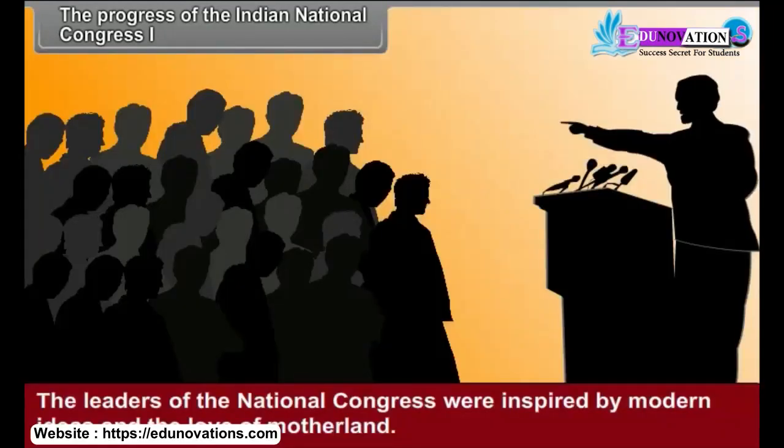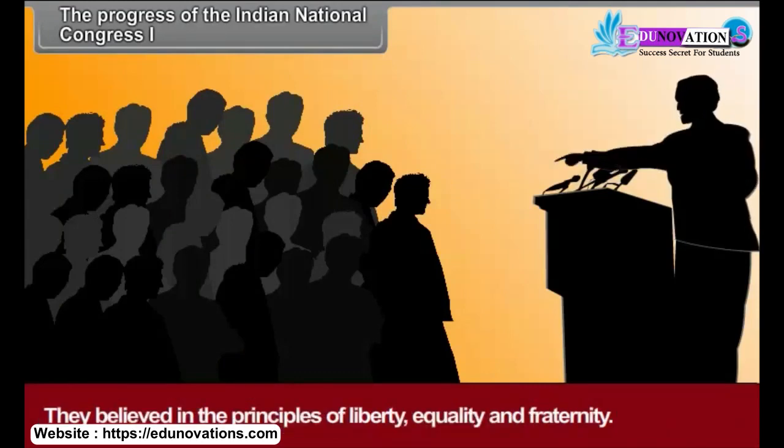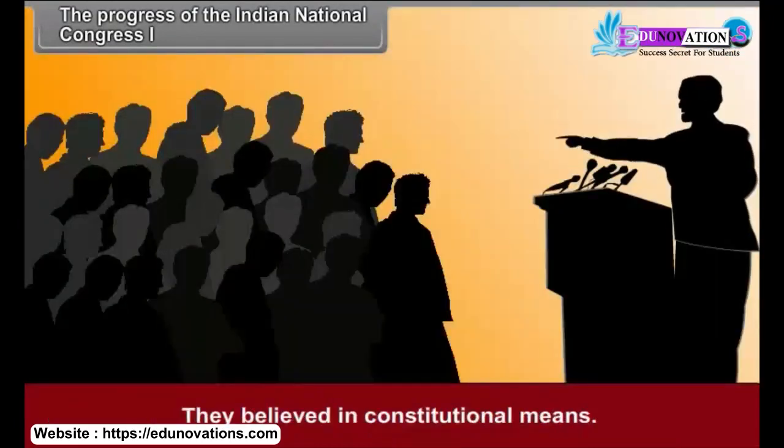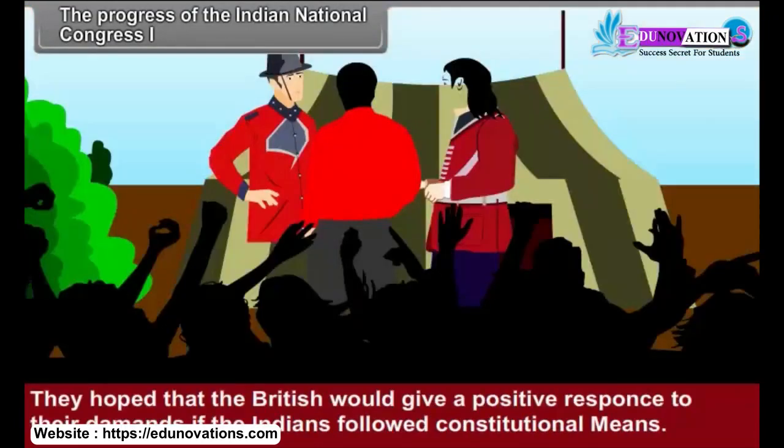The progress of the Indian National Congress. The leaders of the National Congress were inspired by modern ideas and the love of motherland. They believed in the principles of liberty, equality and fraternity. They believed in constitutional means. They hoped that the British would give a positive response to their demands if the Indians followed constitutional means.